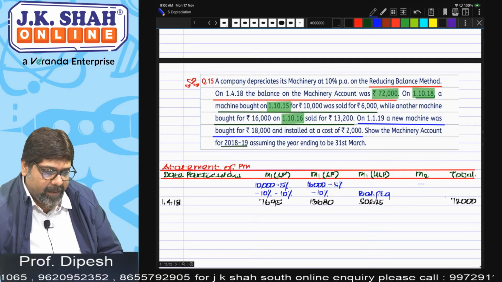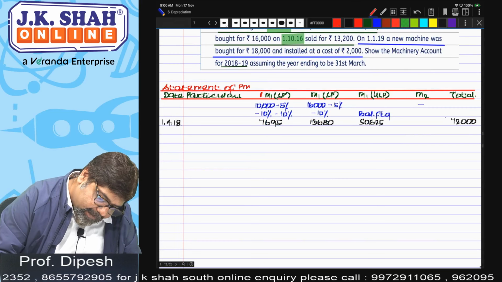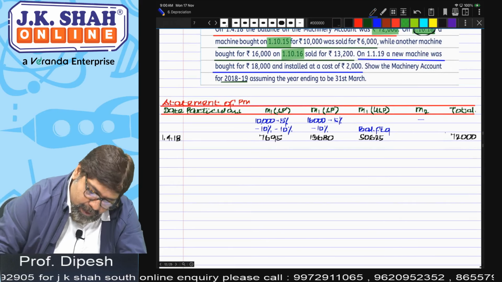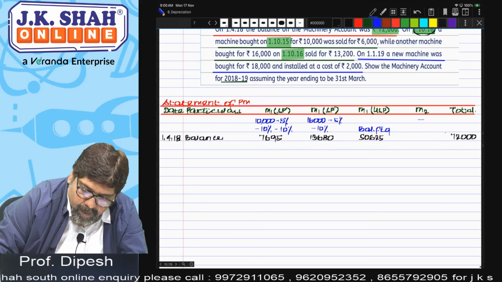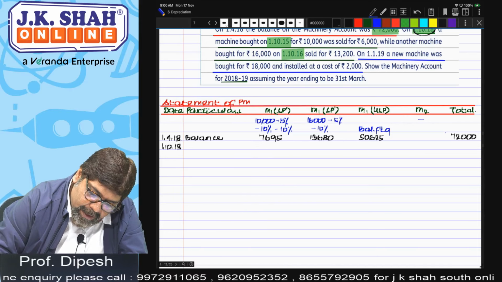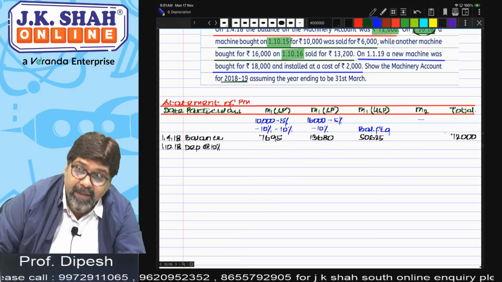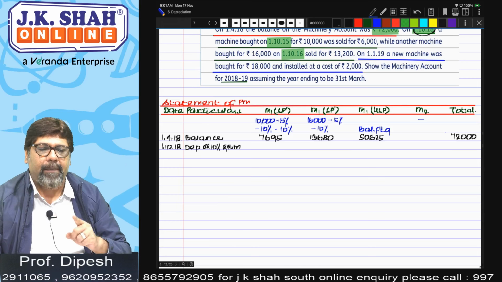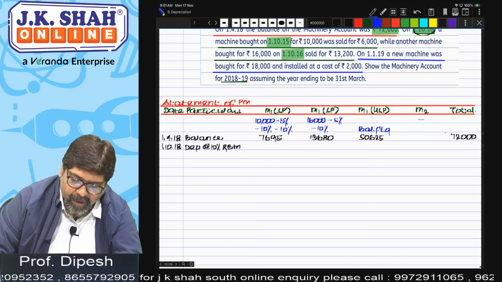Now chartered, we are on 1/4/18. On 1/10/18, we are selling both these machines. So we are supposed to charge depreciation up to 1/10/18. Yes or no? Yes. Depreciation at the rate of 10%, reducing balance method. That means 7,695 into 10% for half year.